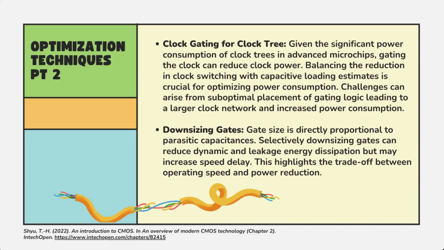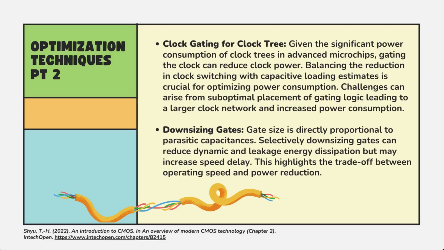The next one is clock gating or clock tree. Given the significant power consumption of clock trees in advanced microchips, gating the clock can reduce the clock power. Balancing the reduction in clock switching with capacitive load estimates is crucial for optimizing power consumption. Challenges can arise from suboptimal placement of gating logic, leading to a larger clock network and increased power consumption.